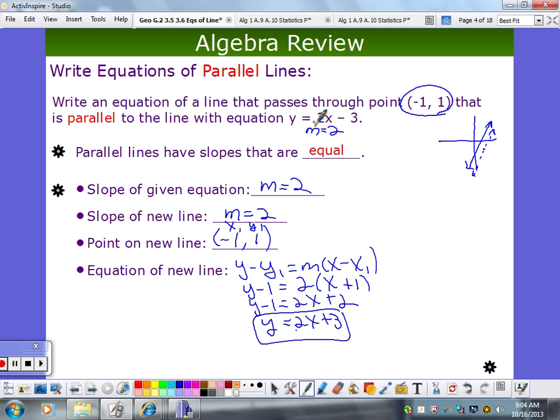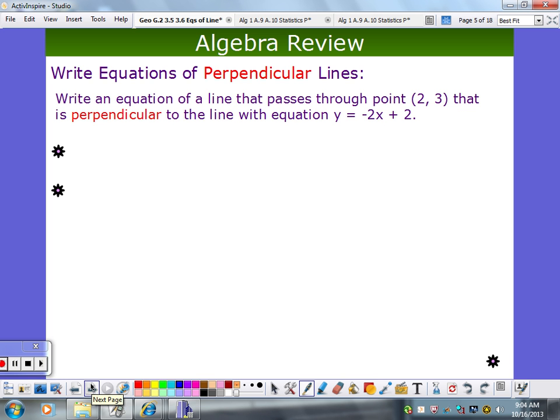It's just a little check to look for errors. Questions on that? Do you remember it? Awesome. So that's parallel lines. Perpendicular, slightly, a little bit more to think about.